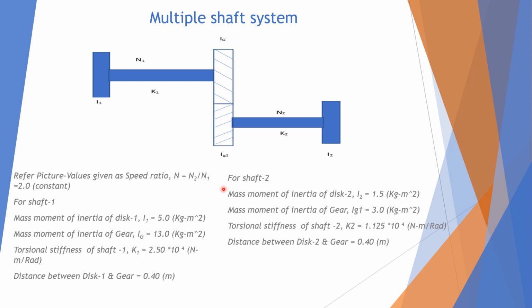For shaft 2, mass moment of inertia of disc 2 is 1.5, mass moment of inertia of gear IG1 is 3, and torsional stiffness of shaft 2 is 1.125 into 10 to the power 4, and distance between gear and disc 2 is 0.4 meter.